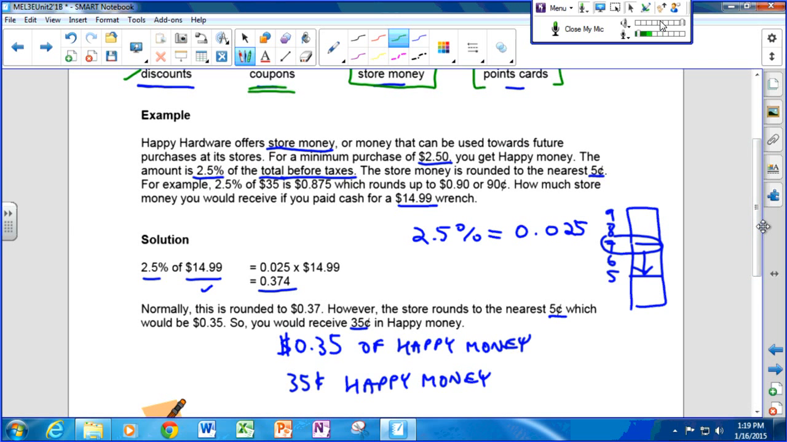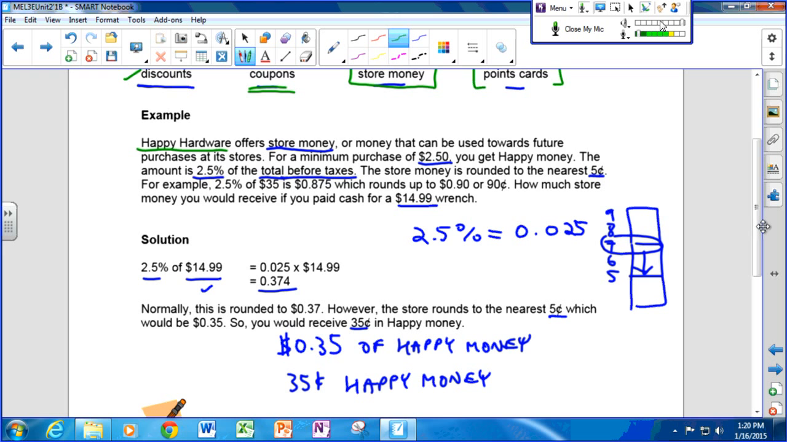Now, here's one where this is store money, right? This is Happy Hardware. This could be Canadian Tire, Home Hardware, whatever. So the example is that they offer store money. Now you have to read this carefully because there's a little catch to this.